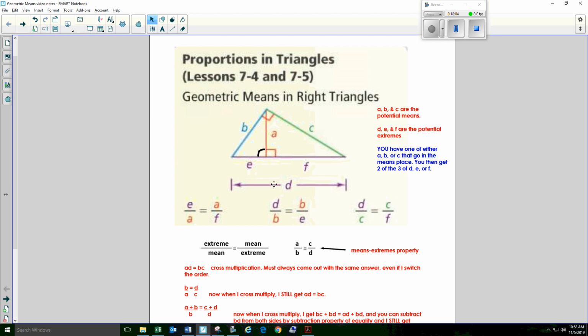These three, you're picking two of the three, and I just pick the two that touch the endpoint of that mean. So that endpoint right there touches E and D. This endpoint right here touches E and F. This endpoint right here touches F and D. That's why those are the two extremes for each of those types of means right there.